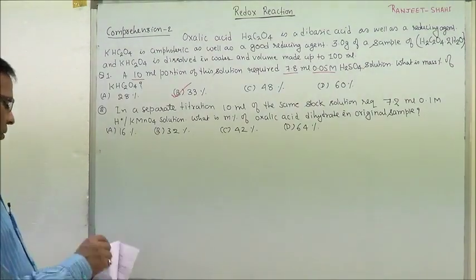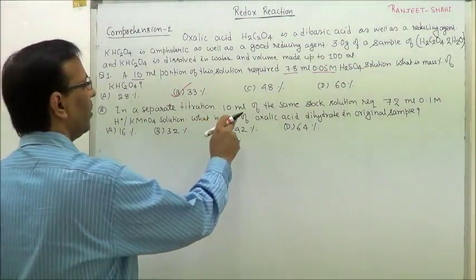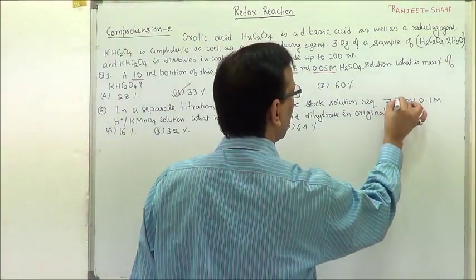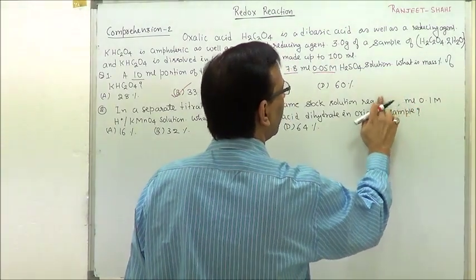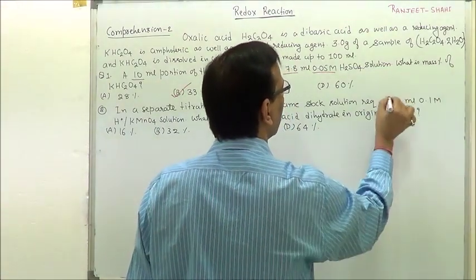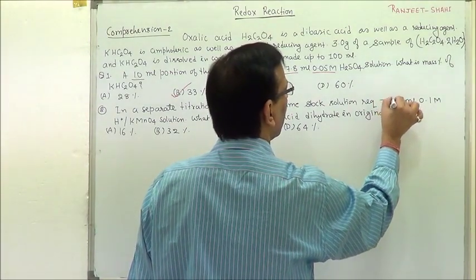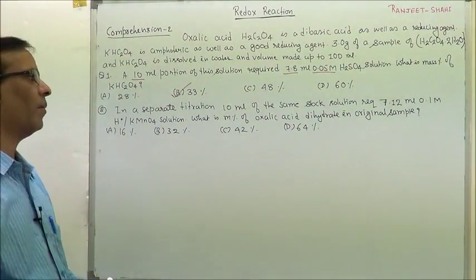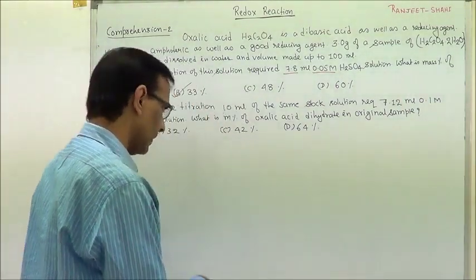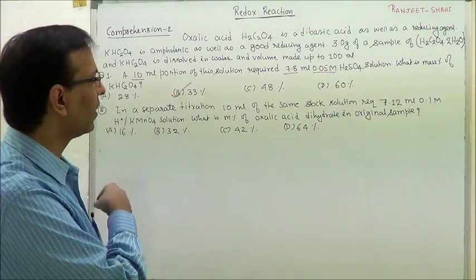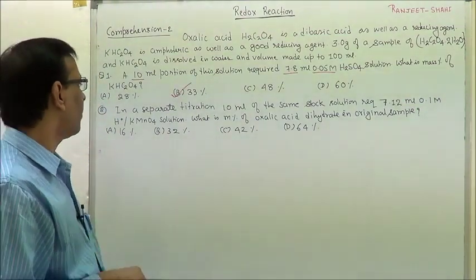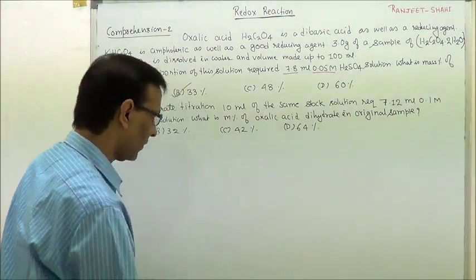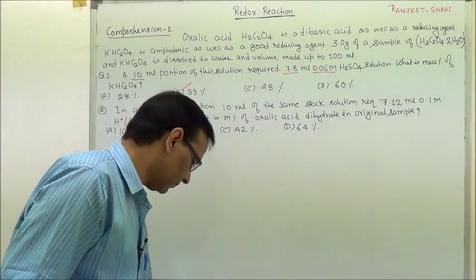So now we have 10 ml of the same stock solution, which now requires 7.12 ml of 0.1 molar acidic permanganate solution. What is the percentage of oxalic acid dihydrate in the original sample?